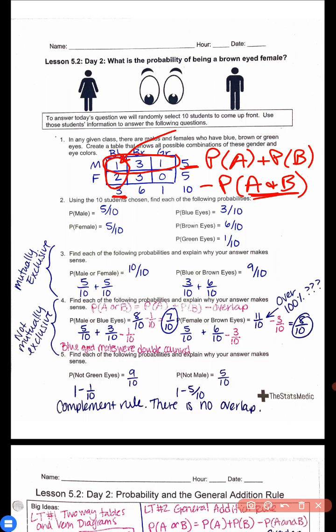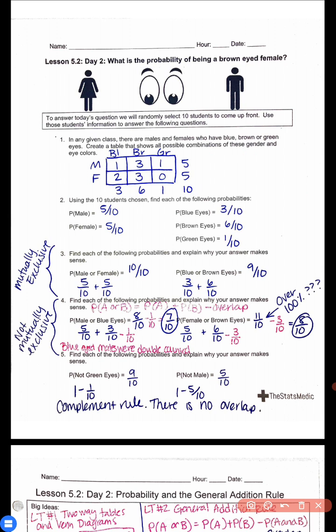So we are still doing 5 over 10 plus 3 over 10. But we're going to subtract out the one person who got counted in both categories so that we don't accidentally say there were 8 people counted when there were only 7. Okay, so our total probability here is 7 out of 10.